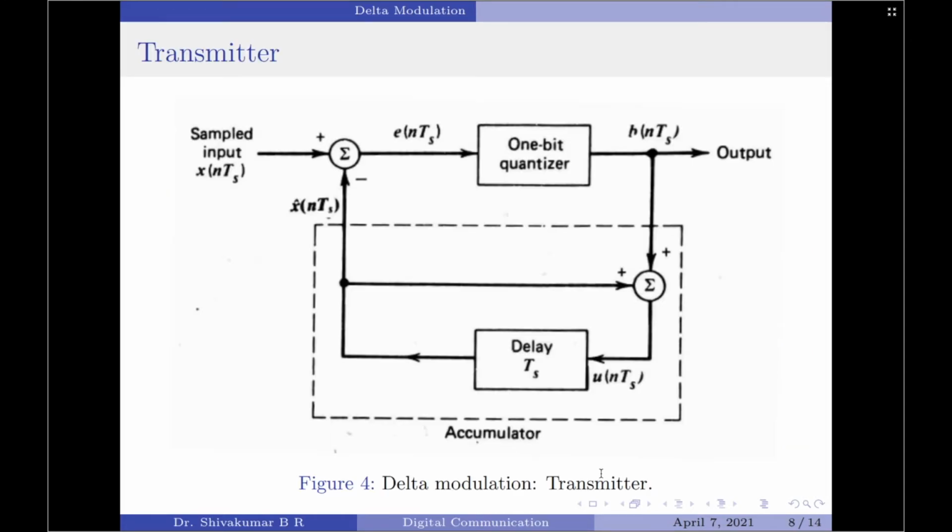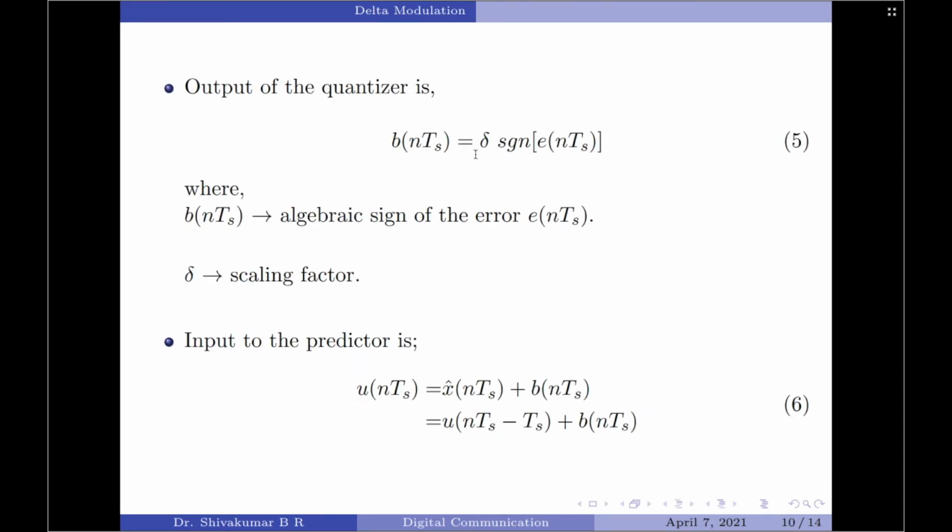Once again, coming back to the diagram, now let us write an equation for the output of the quantizer. Now we note that the input of the quantizer is the prediction error, which is e(nTs), and the output of the quantizer, which is denoted as b(nTs), can be written as delta times sign of e(nTs). This is a very important notation, where b(nTs) can be said to be the algebraic sign of the error signal and delta is the scaling factor.